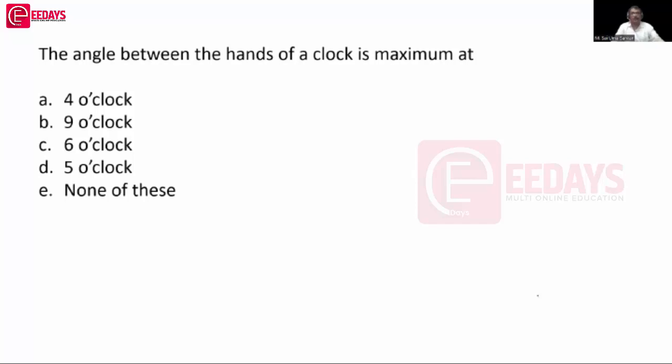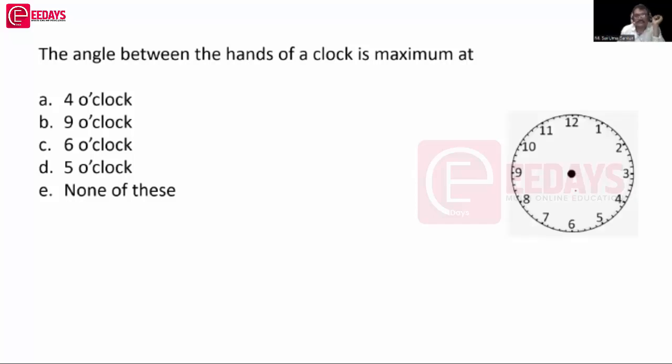The angle between the hands of a clock at maximum is? See, suppose this is a clock and this is the minute hand and this is the hour hand. What is the angle between these two? That is equal to 90 degrees. Suppose three o'clock, that is equal to 90 degrees. Suppose 1 o'clock, what is the angle? That is equal to 30 degrees. Suppose 2 o'clock, what is the angle between minute hand and hour hand? That is equal to 60 degrees.